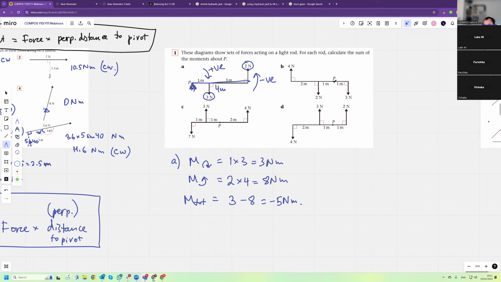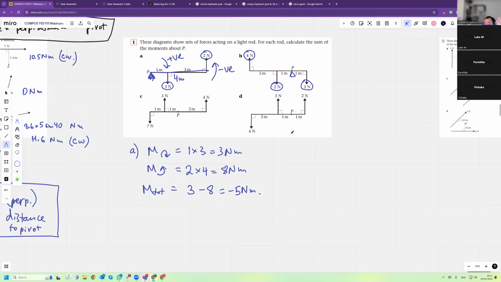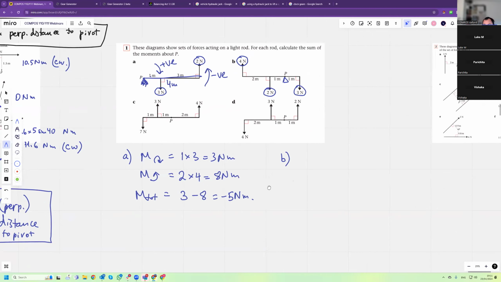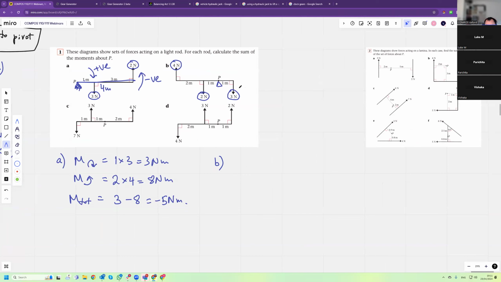Okay, so here we have a pivot. We have a clockwise force and an anti-clockwise force. What do I mean by clockwise force? Well, it's a force that is trying to rotate the system clockwise, and an anti-clockwise force is trying to rotate the system anti-clockwise. So the moment of that force is 3 times 1. Here is 2 times 1. And this is 4 times 3, because the total distance is 3 meters.